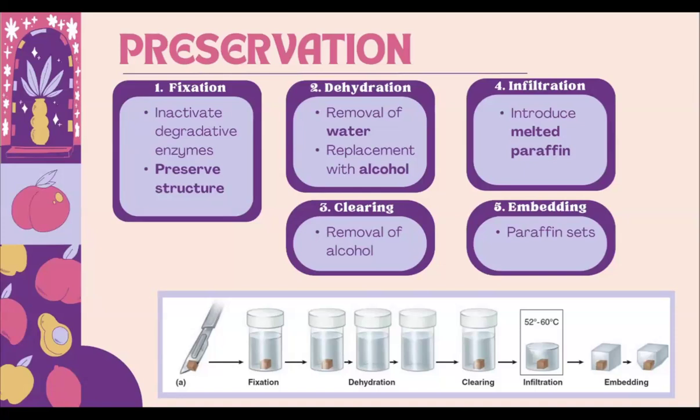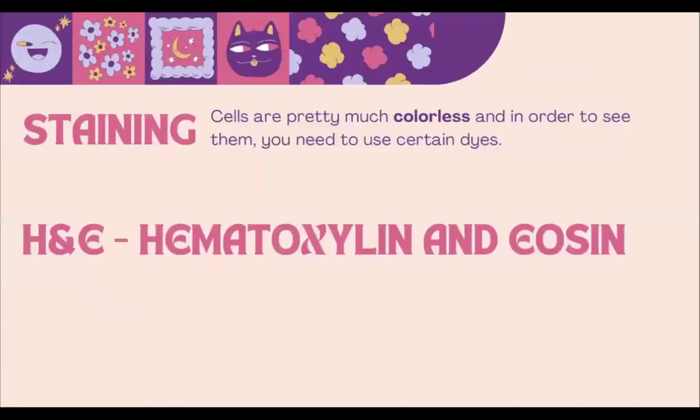And then after infiltrating, you want it to embed. So you're just going to wait until this paraffin sets. And now you have your slide and it's ready. Then you can stain the slides because they're going to be colorless on their own, so you want to stain them. And for that, you use hematoxylin and eosin, right?